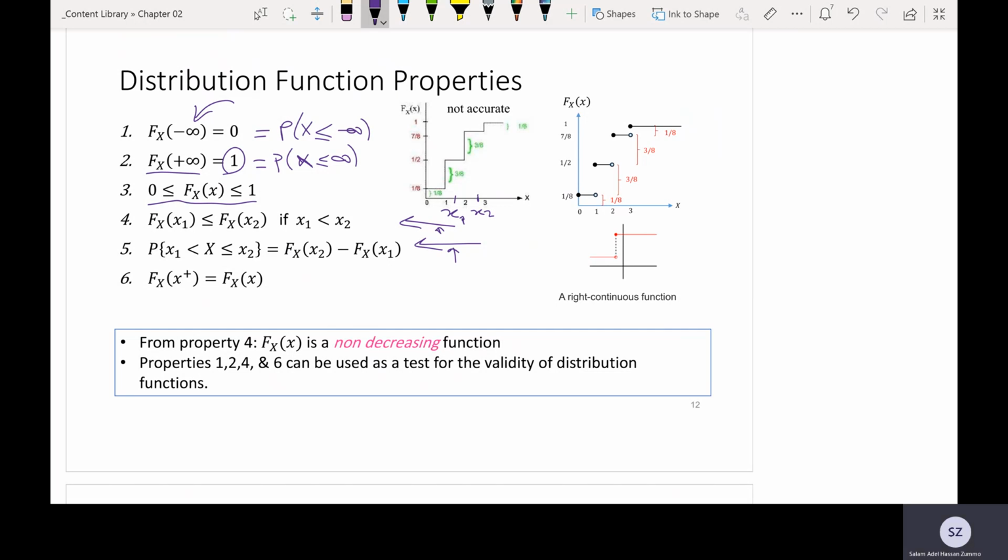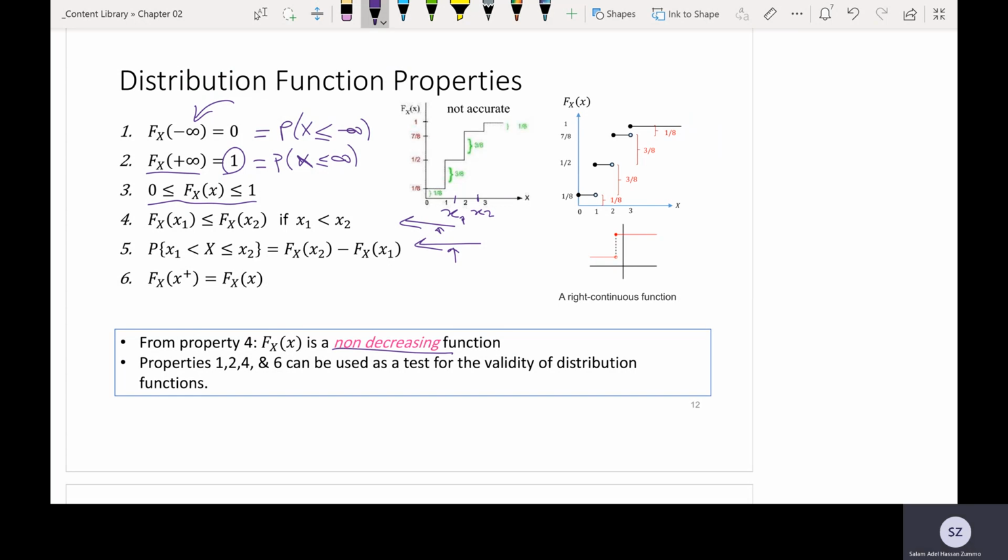And this makes the CDF a non-decreasing function. It either increases or stays the same. And this is why we call it cumulative, because as x increases, we accumulate more probability. This is why we call it the cumulative distribution function.